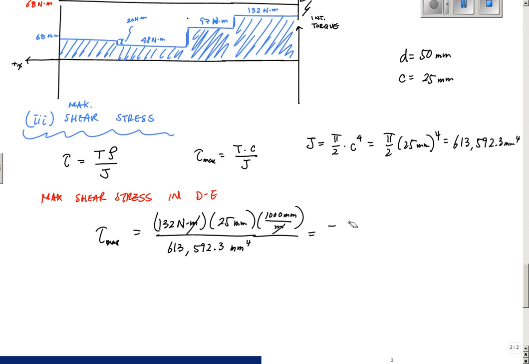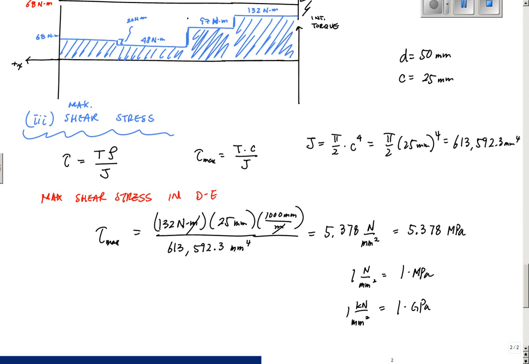5.378. Oh, I can't even read my own writing. 5.378 newtons per millimeter squared. And a newton per millimeter squared just so happens to be a megapascal. Okay, so 1 newton per millimeter squared equals 1 megapascal. That's always convenient. And in another problem, sometimes you'll see a kilonewton per millimeter squared, which is equal to 1 gigapascal.